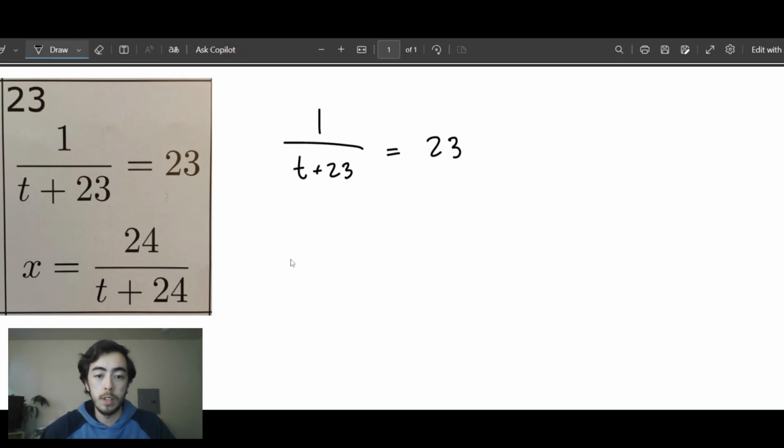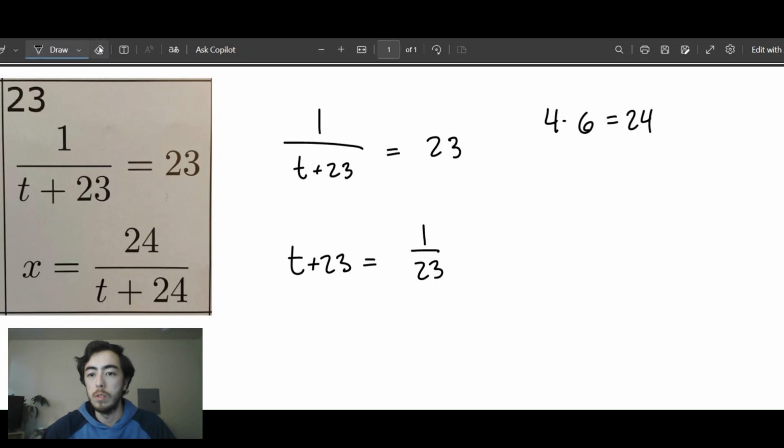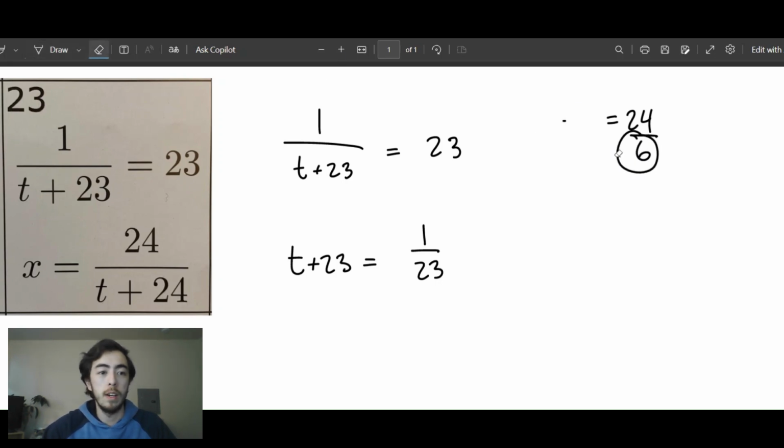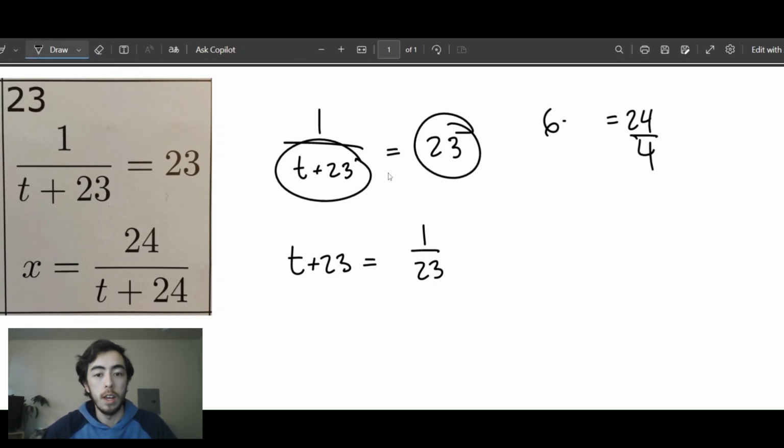So I can just write t plus 23 is equal to 1/23. Another way to think about this is it's like a fact family with multiplication and division. Let's take 4 times 6 equals 24 as an example. I could also write 24 divided by 6 is 4. Or I could have just as easily swapped these numbers, put the 6 back there and the 4 under here, and it's still a true equation. So anytime you have something like this, you can always swap this value with that one, and it's still going to be true.